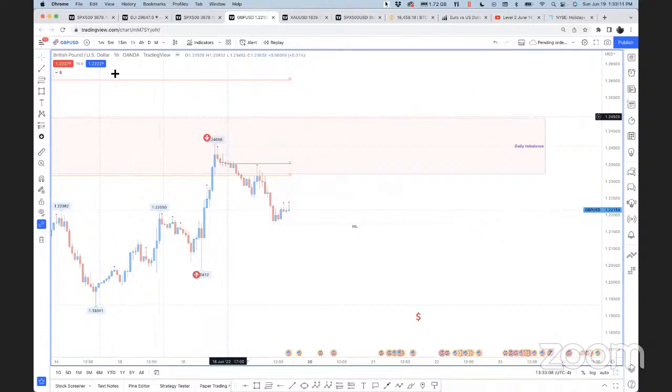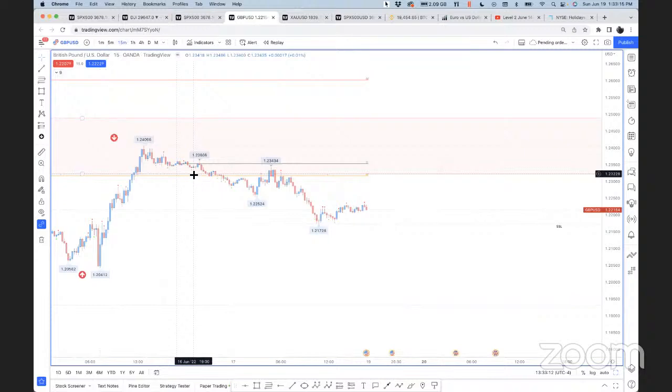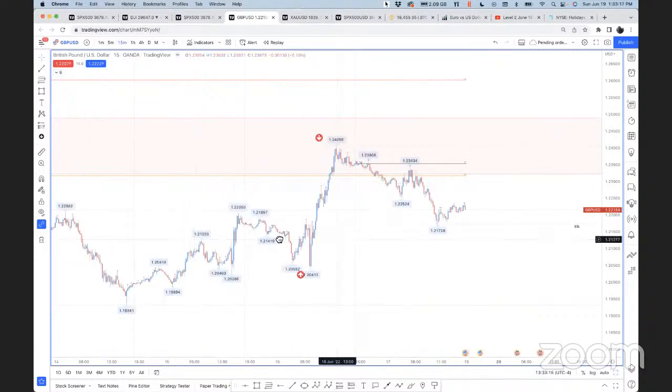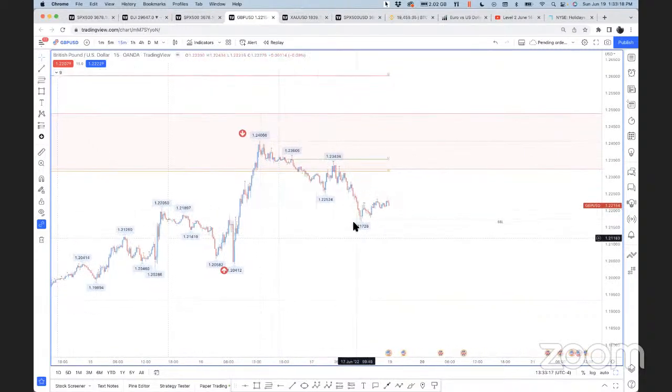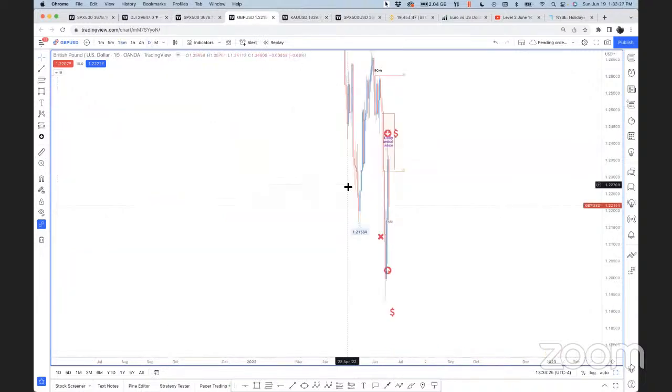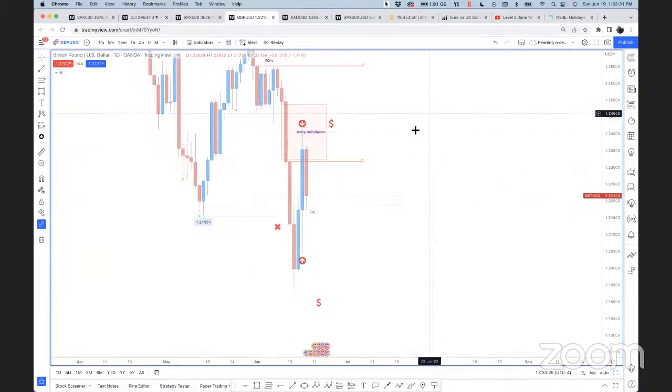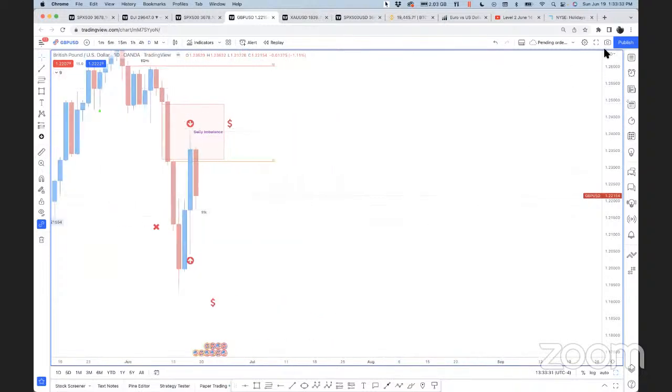Now, usually when I look at GU, I'm going to look at dollar as well. So now that we kind of know what's going on with GU, I'm going to jump over to dollar real quick. I'm going to send you these charts right here. Let's go here. This is the daily.